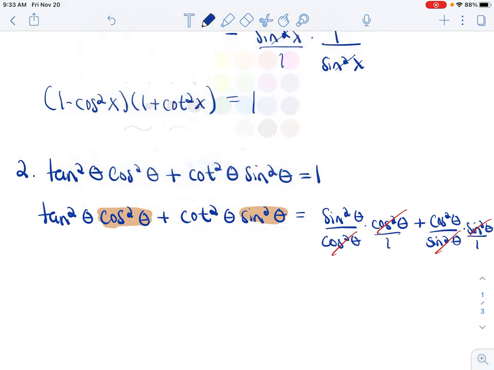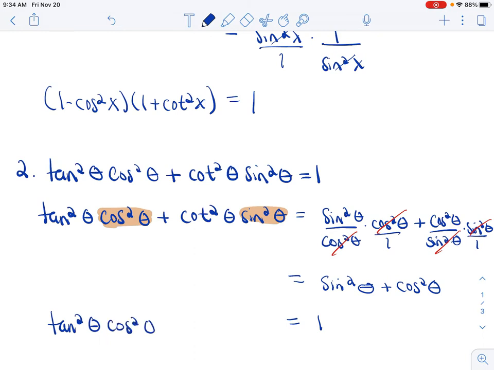And so we end up getting sine squared theta plus cosine squared theta. Don't forget your input. And we already proved that is equal to 1, so we don't have to prove it again. And then again, good habit, so you can get full credit when you're showing your work: rewrite what you started with.